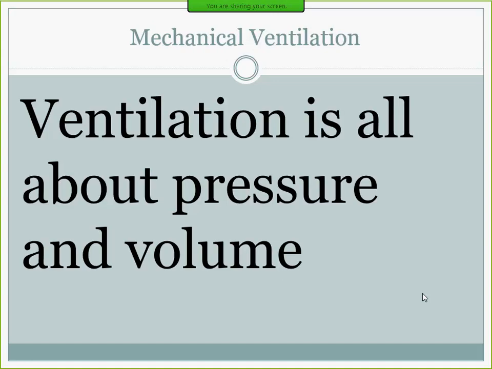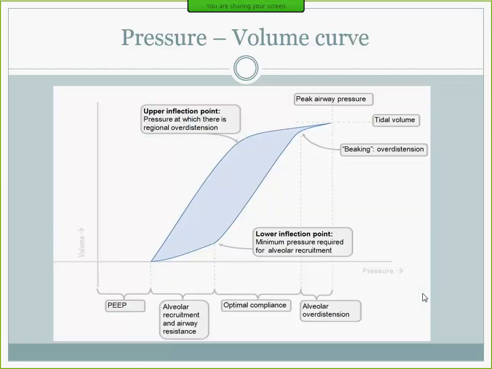Let me skip this. So ventilation is all about pressure and volume, right? Imagine lungs are made up of zillions of alveoli. Each alveoli behaves like a balloon. Basically you are inflating the balloon. So when we inflate the balloon, in the beginning we put in a lot of pressure, it doesn't blow up. And then once it blows up, it is very easy for the balloon to blow up. So it's the compliance of that balloon, and the lung as a unit, we can look at it like a single balloon. So it works on the principle of pressure and volume.